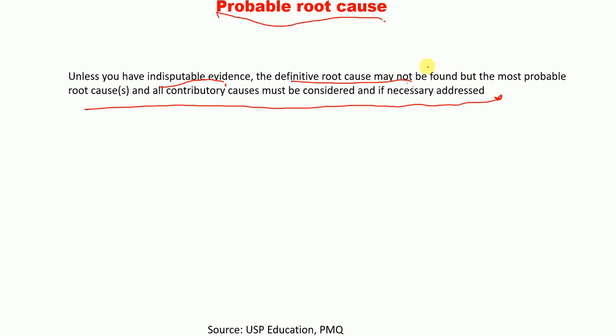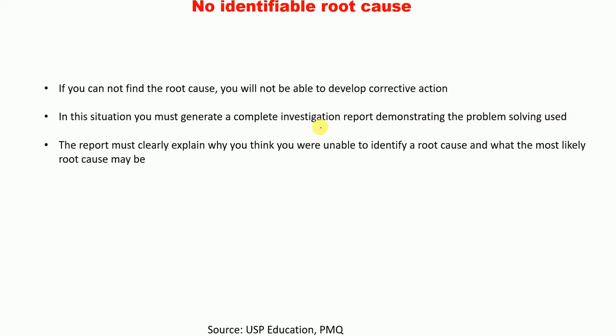In the cases when we don't find the exact root cause, then we have to list all the most probable causes and all contributory causes. We have to consider that and address them if necessary. It can also happen that the root cause can never be identified. That kind of root cause is a no identifiable root cause. In that case, we will not be able to develop a corrective action, right?